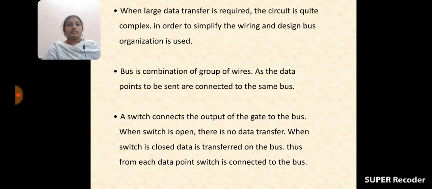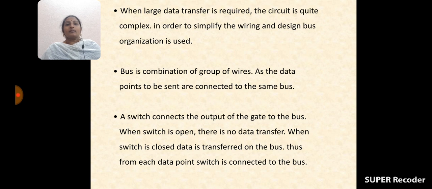To simplify that, the wiring and design bus is used. But what does bus mean? It is a group of wires. It is not a cable connection. In our laboratories, to connect a CRO to a power supply or to other devices, we are connecting some conducting lines. We take the help of conducting lines. So these wires are called buses. Bus simply means a group of wires.